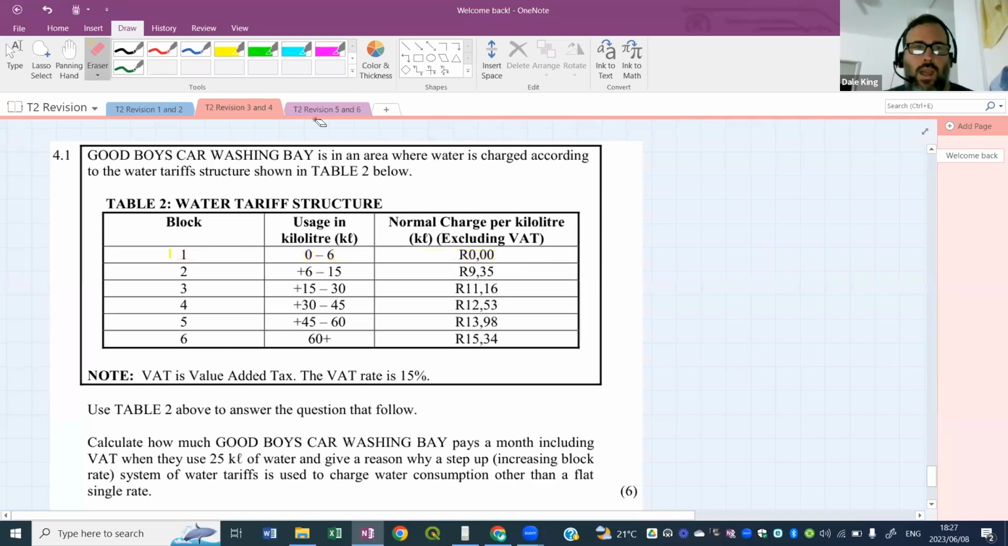And then underneath that, we have all these other tariffs. And you can see here, as you move down the tariff table, it gets more expensive. And we'll talk more about that now. Now, let's look at these headings here in the table. So we've got block here, just to name the rows. And then in the middle column, we've got usage in kiloliters. Who can tell me how many liters in a kiloliter?